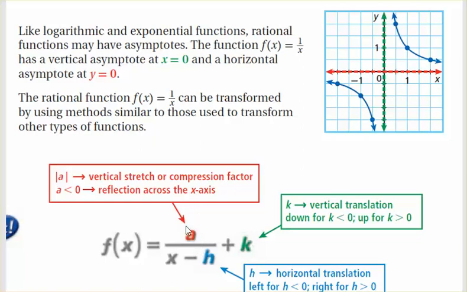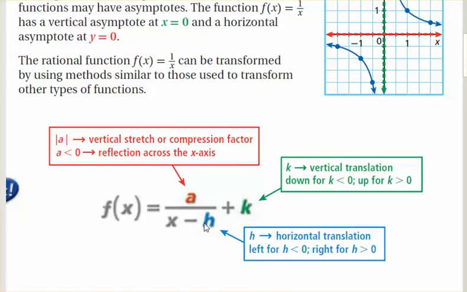So if there's a number besides 1 up here, then that's changing a. And if it is less than 0, if it's a negative number, then it's also reflected across the x-axis. The value of a tells you if there's a vertical stretch or compression. So if you have a number besides 1 here, there's a vertical stretch or compression. If you add a number after the fraction part, then that's a vertical translation up or down. So if you add a positive, then it's moving it up. If you subtract a number, that's moving it down.